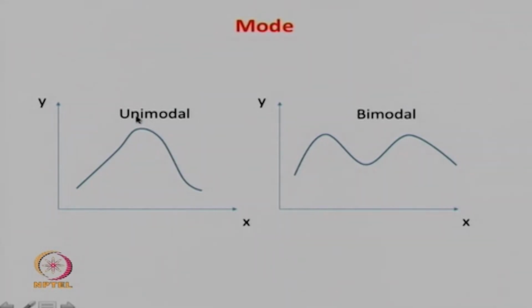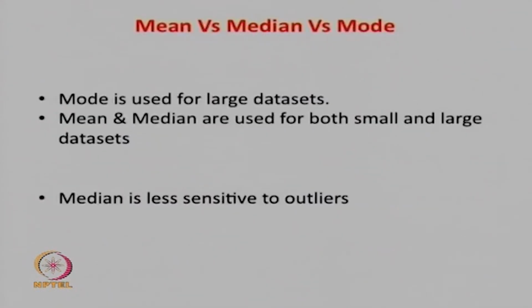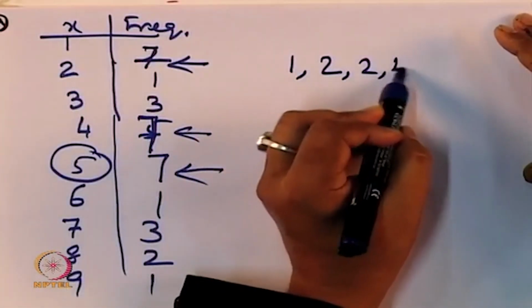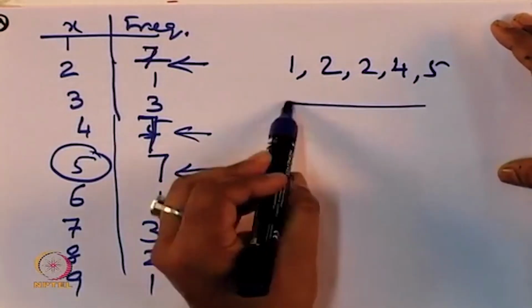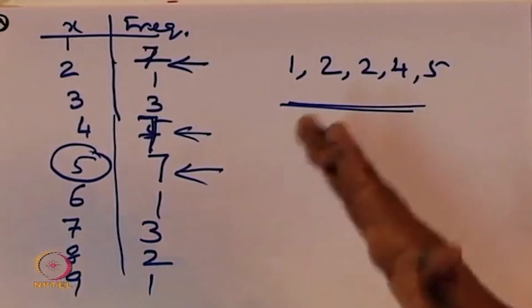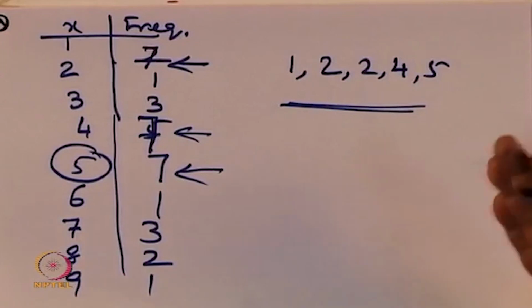So, now that we have 3 different metrics of quantifying the data, one is mean, one is median, one is mode, which one do we choose? A rule of thumb is mode is used for large data sets. Let us say for a hypothetical case you had only 5 observations: 1, 2, 2, 4, 5. In this case reporting a mode does not make sense because your data set is too small. So it is better to use either a mean or a median.